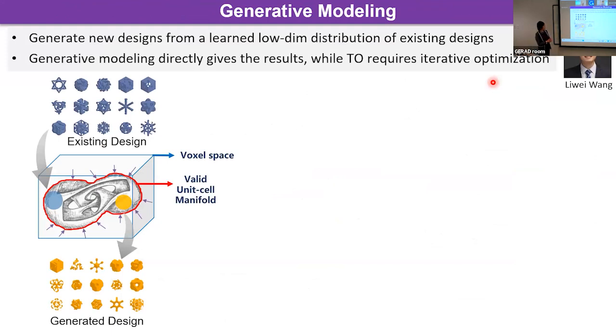Generative modeling, we have also used this in our work. It's very good for problems where you want to create free-form geometry because it's very high dimensional. So here you can see we train on some existing data. We can generate new designs, right? Based on the training set.